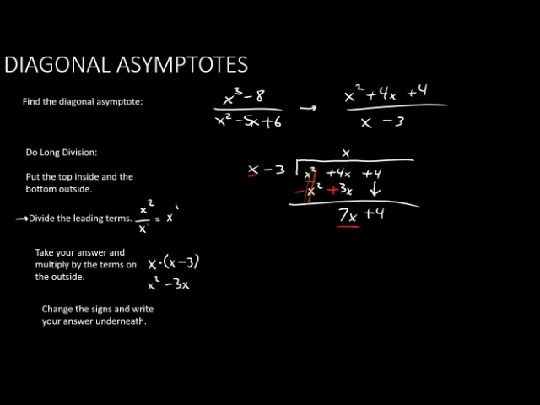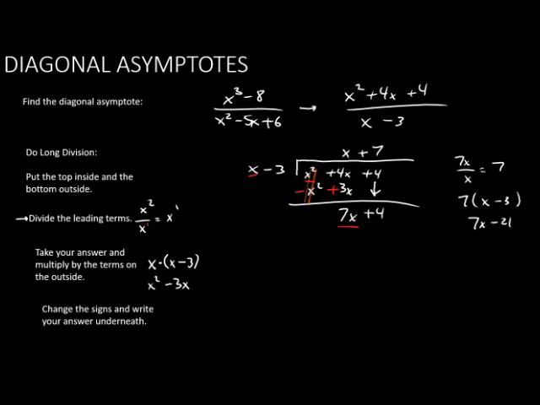Our new leading term is now 7x. We'll still divide it by that x, though. If we divide, we'll get 7. Therefore, we'll say plus 7. Then we'll take that 7 times the terms that are on the outside. That's still x minus 3. 7 times x gives 7x, and 7 times negative 3 gives negative 21.